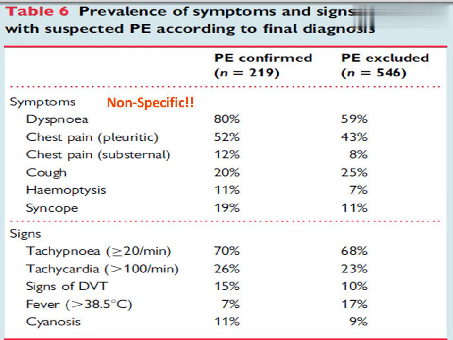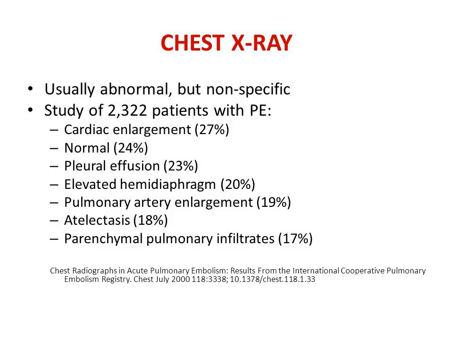Chest X-ray is usually abnormal, but nonspecific. In a study of 2,322 patients with PE: cardiac enlargement, 27%; normal, 24%; pleural effusion, 23%; elevated hemidiaphragm, 20%; pulmonary artery enlargement, 19%; atelectasis, 18%; parenchymal pulmonary infiltrates, 17%. Chest radiographs in acute pulmonary embolism: results from the International Cooperative Pulmonary Embolism Registry.